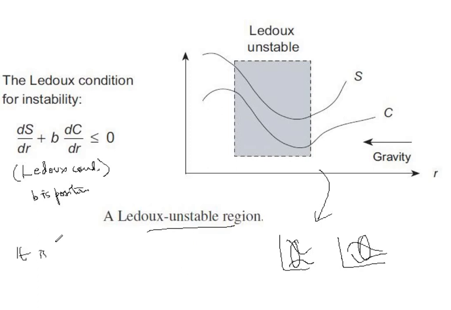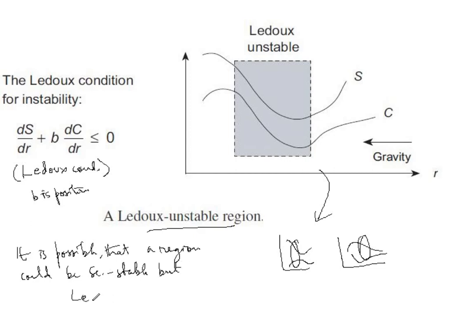Because it is possible that a region could be Schwarzschild stable but Ledoux unstable. Okay, this is possible. So how will it happen? This will happen if the concentration term is more dominant. So this can happen. Any questions till now?